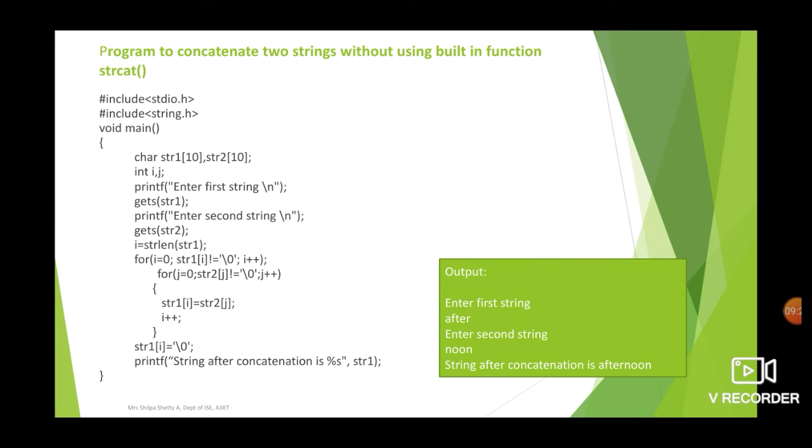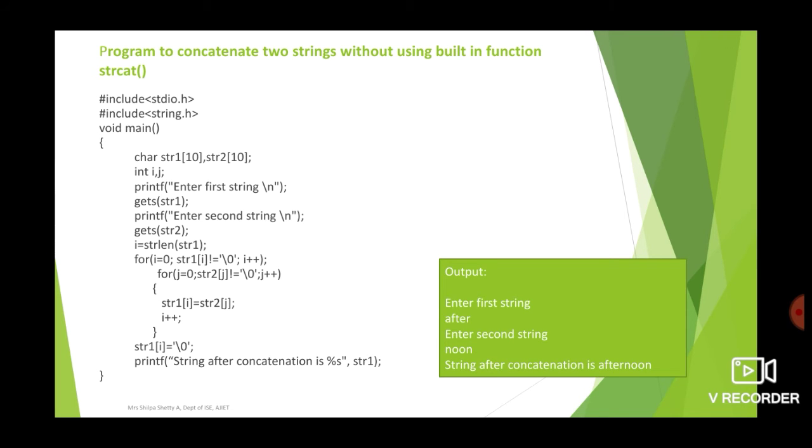So the next program again will perform the string concatenation process, but this time without using the built-in function. So let us see the program. #include <string.h>, <stdio.h>, char str1[10], str2[10]. So these two strings we have are str1 and str2, and int i, j.